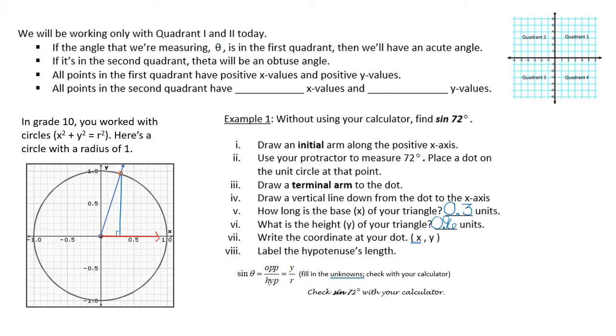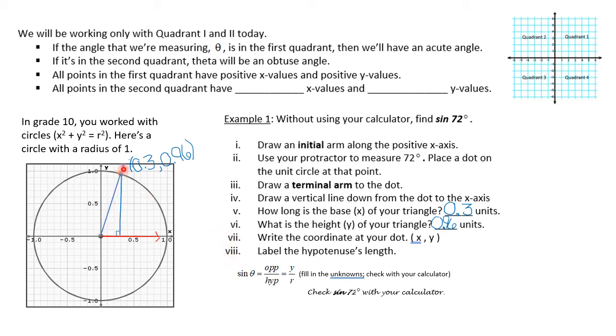The next thing, step 7, is to write the coordinate at your dot. So I'm going up to the dot here. My x value, I'm writing it as a coordinate. My x value I got at 0.3, and my y value I kind of estimated as 0.96. So that's the coordinate of that point right there. The coordinate of the dot is (0.3, 0.96). That's step 7.